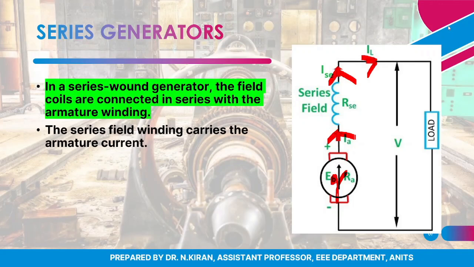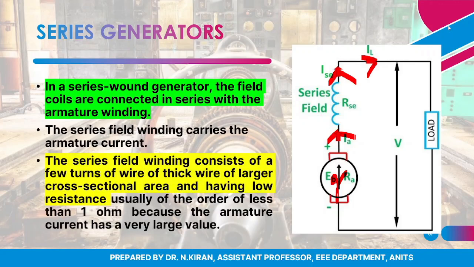The series field will carry the armature current, and the series field winding will consist of very few turns of thick wire of larger cross section area. So the resistance will be of very less value, less than 1 ohm, because the armature current is of high value.